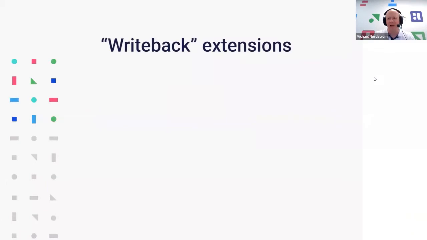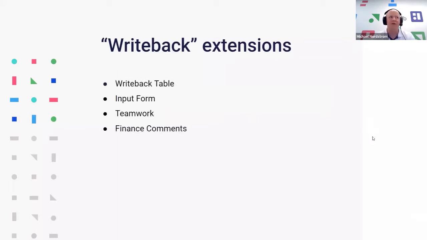So when it comes to Writeback extensions, you more or less have 4 different options in Vizlib. The first 2 are pretty self-explanatory: a Writeback table and an input form, where the table is more or less like a straight table, where you can input many rows at the same time. The input form is typically used for cases where you input one row at a time, more like surveys and forms and things that you want to look a little bit nicer, where you want to design around it and make sure that you can explain a little bit what you're asking about.